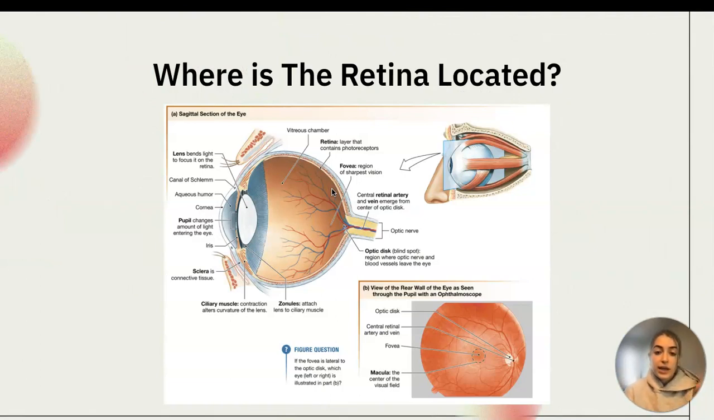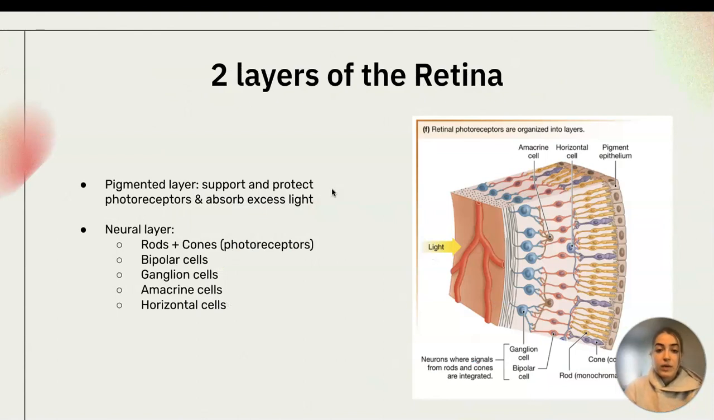The retina is located at the very back of your eye. It is opposite the lens and the pupil. The lens focuses light that enters your eye to hit your retina and its photoreceptor cells. And then there are two main layers of the retina: the pigmented layer and the neural layer. The pigmented layer supports and protects photoreceptors and absorbs excess light.